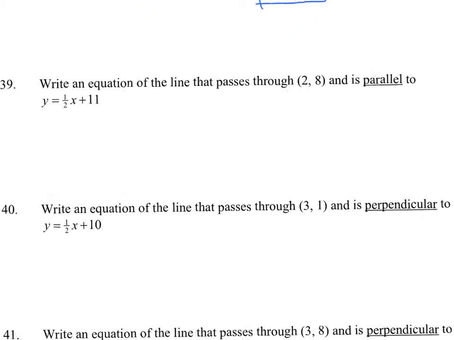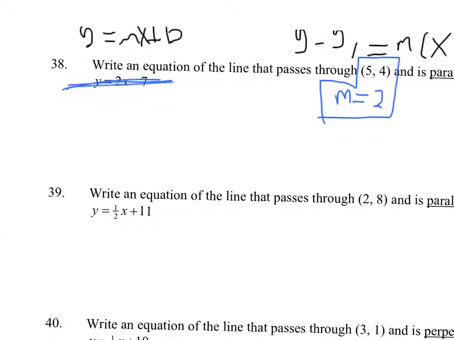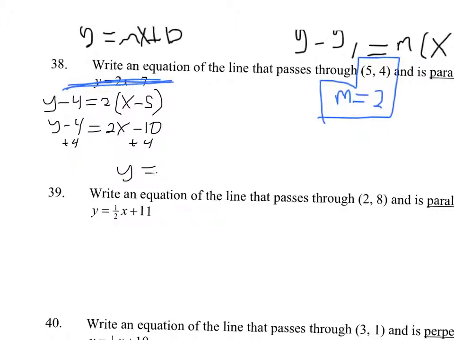So I'll go ahead and just plug this into point slope form. You got to do it one way or the other. So I'll do y minus 4 equals 2 times x minus 5. So that's going to be y minus 4 equals 2x minus 10. And then add 4 to both sides. And so my answer is y equals 2x minus 6.